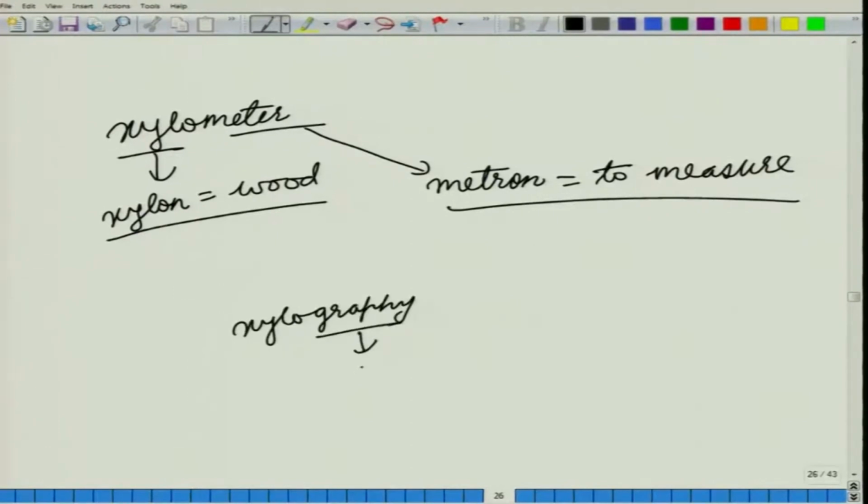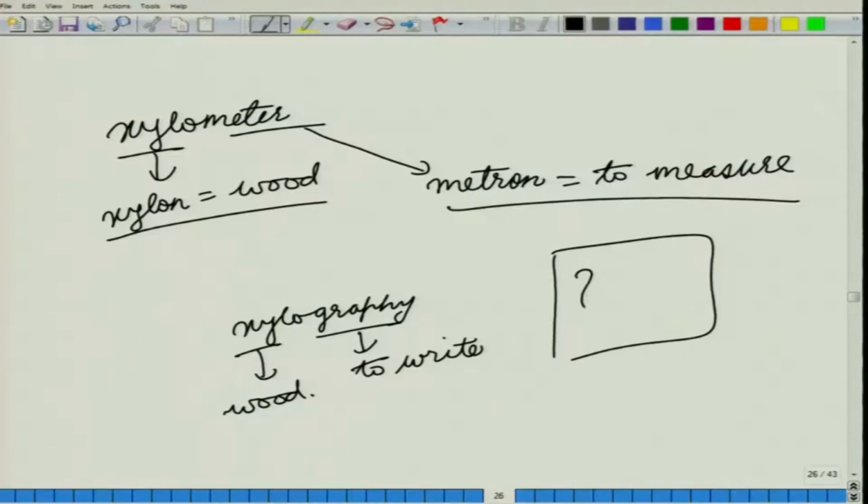Now, graphy means to write, xylo means wood. So, this is an art in which you take a piece of wood, then you make some engravings on the wood, and then those engravings are applied with ink, and that engraving is used to create an inscription on a piece of paper or on a piece of cloth. So, xylography is a method of writing with wood.